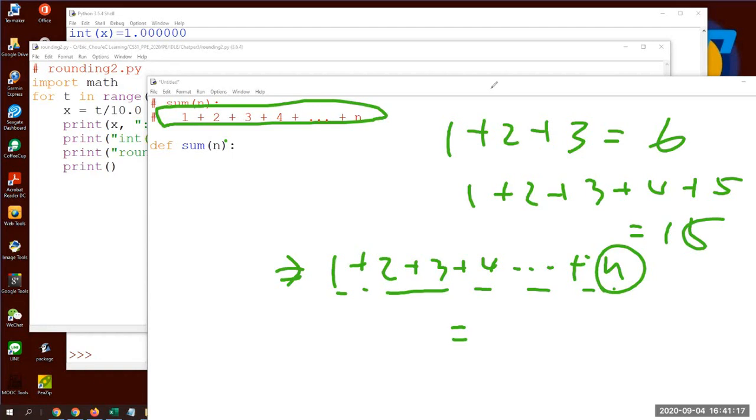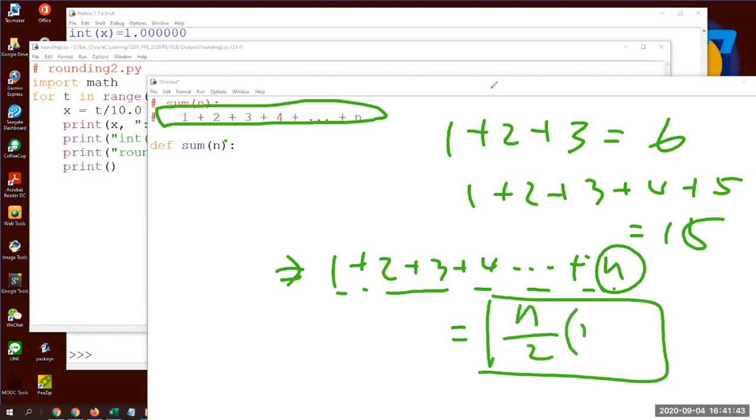If I know what n is, then I would add 1 to n, 2 to the number before n, 3, like we would do that. Give me the equation here. So n divided by 2 times parentheses n plus 1.